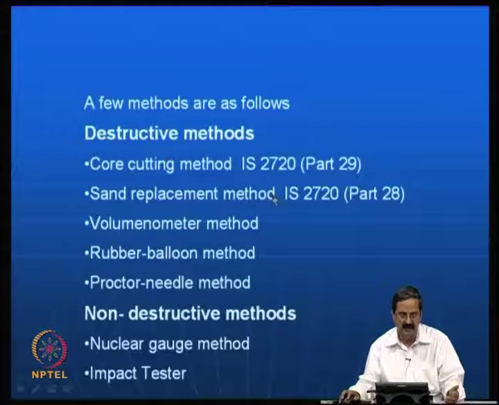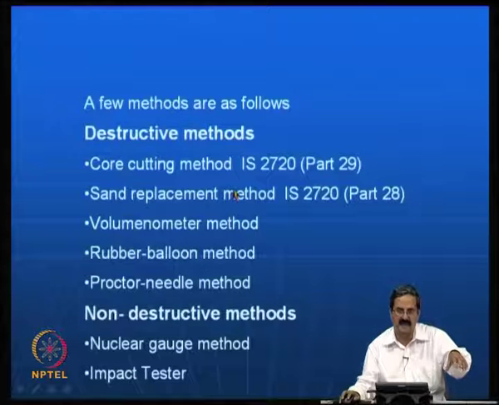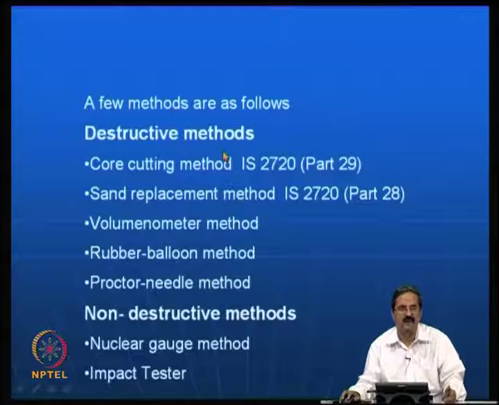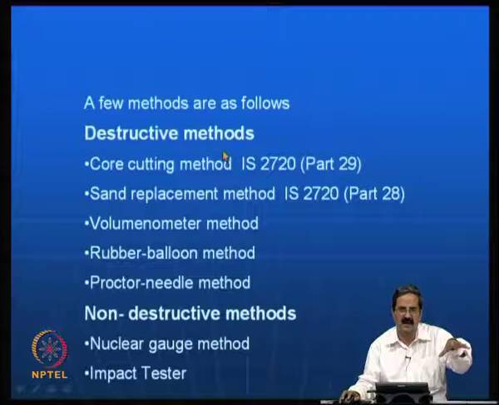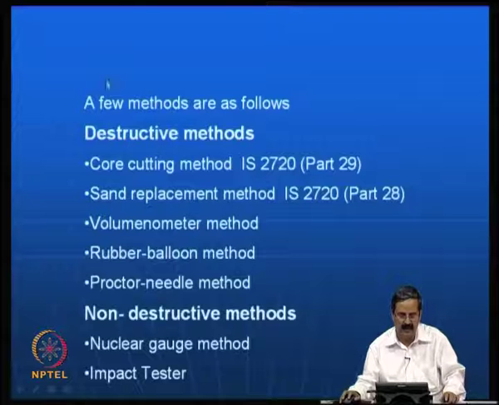These are all methods where you remove some amount of soil from the subgrade or wherever it is, and then test it. That is why we call it destructive, because normally when the soil is compacted, it is a very good soil already. So, for example, if it is a compacted subgrade and you remove some soil from there, it means that you have damaged or destroyed a portion there, which sometimes is not correct. So, this is what we call a destructive method.